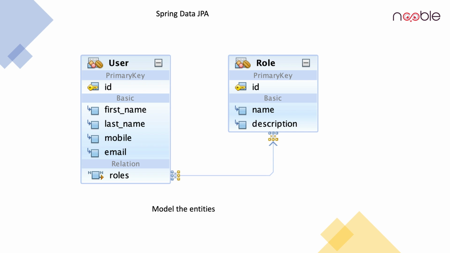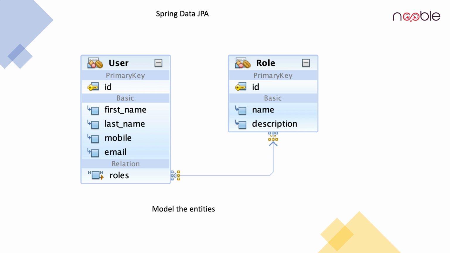Now let us start by modeling the entities. Here we have the user entity and the role entity, and you have the primary key ID, first name, last name, mobile, email and roles which is defined here. When you come to roles, you don't see the definition of user here. That's the reason why we call it unidirectional relations.